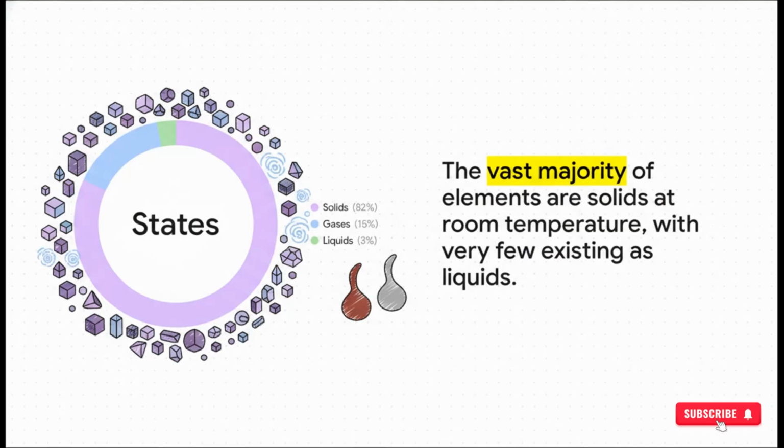Now here's something that might surprise you. Even though elements can be solids, liquids, or gases, check out this distribution. The vast majority of them, we're talking over 80%, are actually solids at room temperature. Only a tiny couple of them are liquids, which makes elements like bromine and mercury pretty unique.